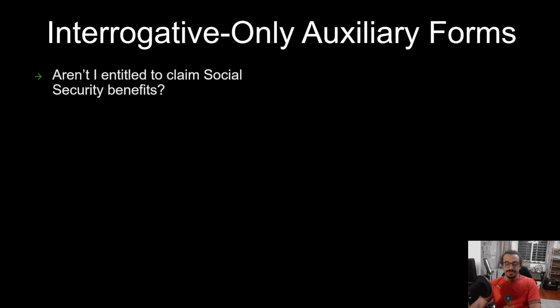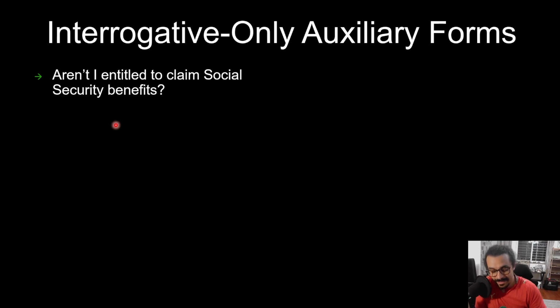Now, there is an interesting case where there's a mismatch between the verb and the agreement with the subject. And what I'm talking about is what you see in front of you right now. "Aren't I entitled to claim social security benefits?" Whenever we use "we" in the interrogative form, the one that goes with it is "are". So if you undo the subject-verb inversion, you're going to end up with "I are". But of course, we don't say "I are", we say "I am".